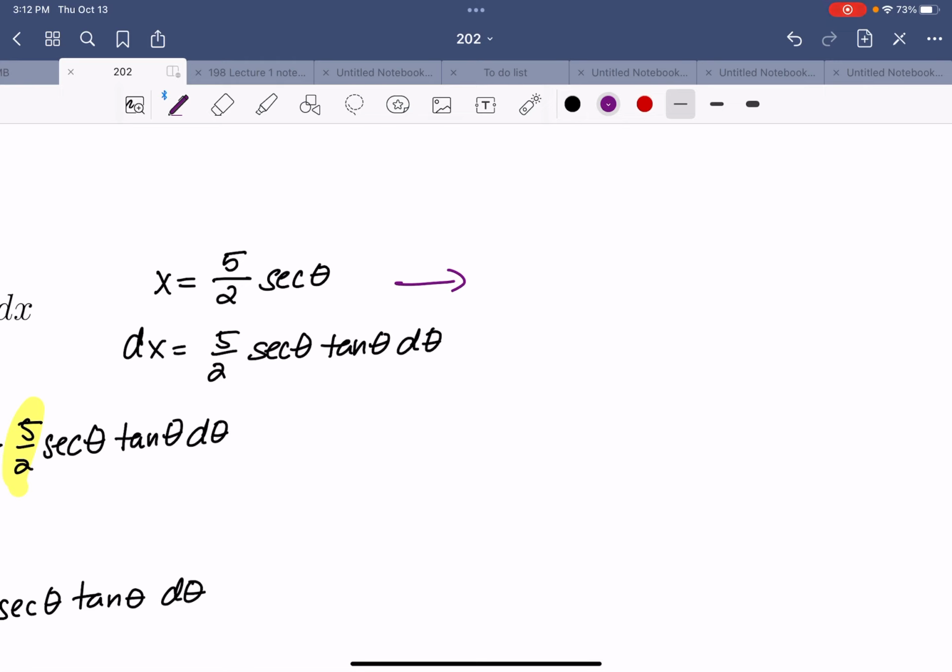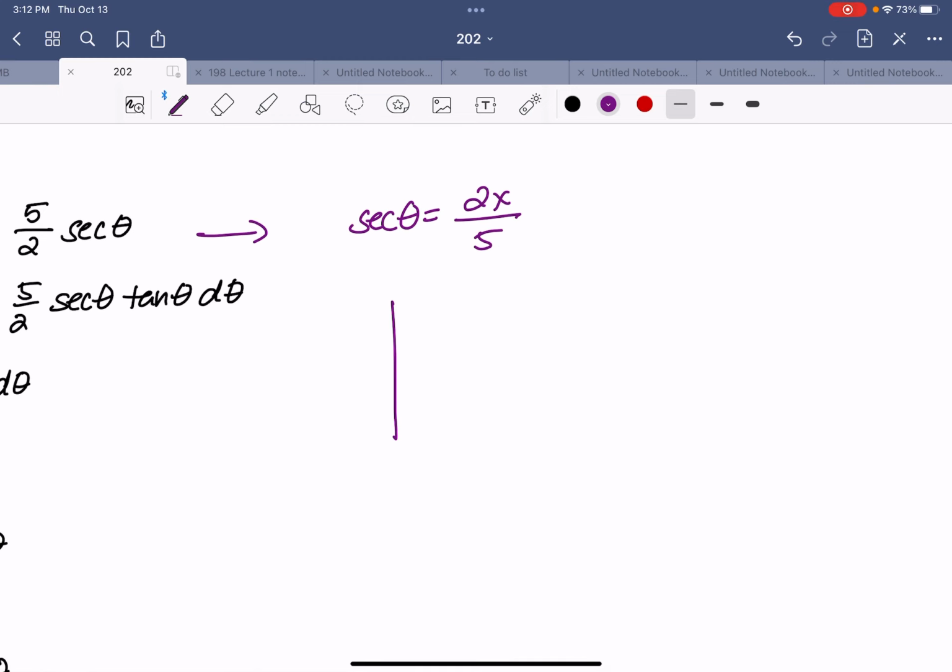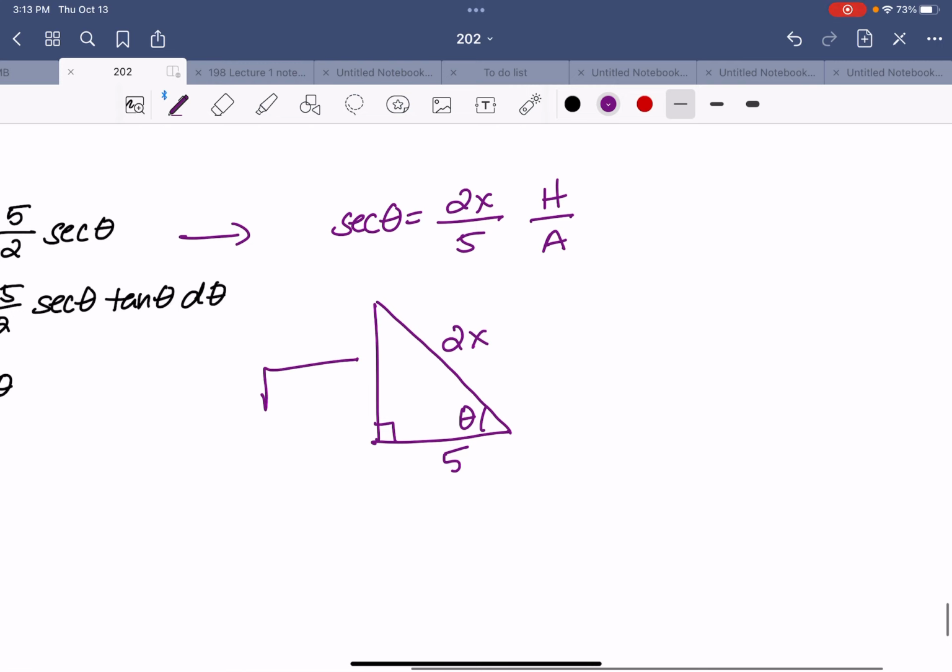If I take this and I multiply both sides by 2/5, that'll give me secant theta is 2x over 5. In order to get cosecant, I need to use my triangle. Secant is 1 over cosine. Cosine is adjacent over hypotenuse, so flip that over. This is hypotenuse over adjacent. So that means my hypotenuse is 2x and the adjacent side is 5. Use your Pythagorean theorem to get that this is the square root of 4x squared minus 25, exactly the square root we were working with to start.